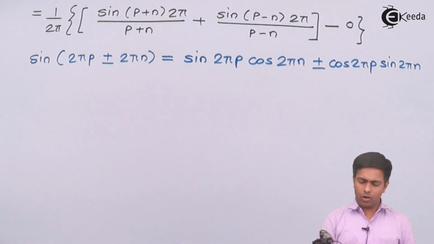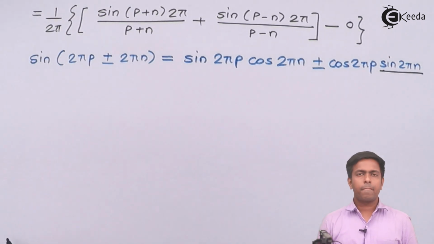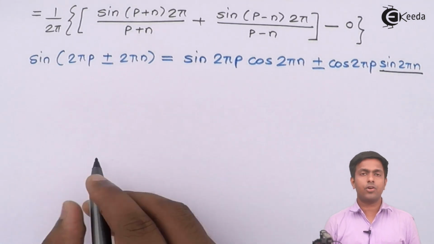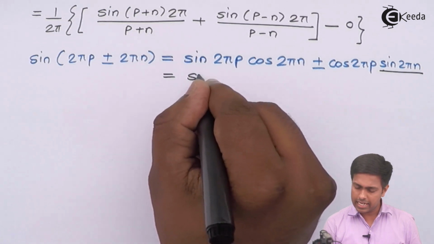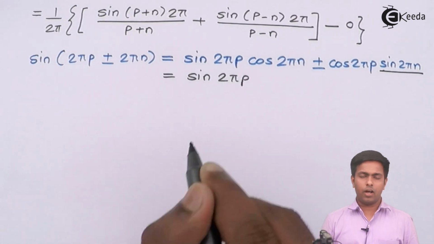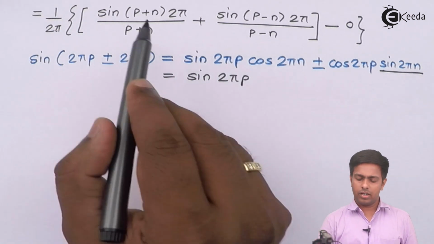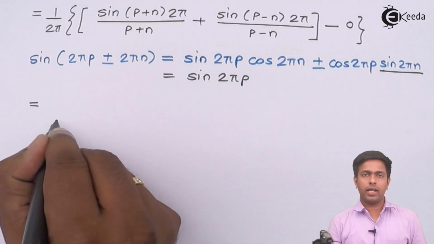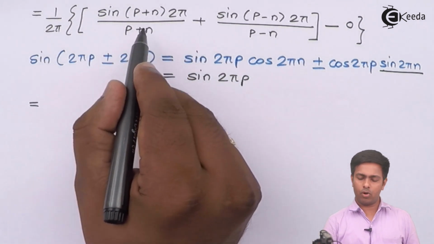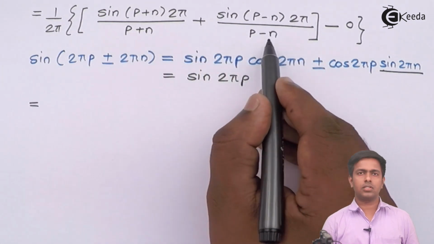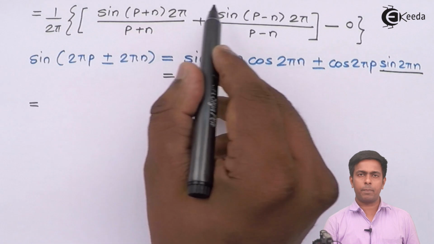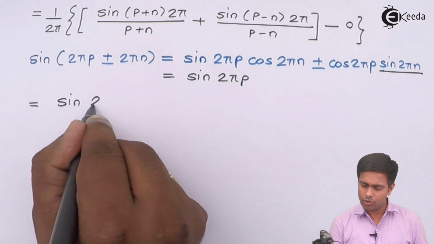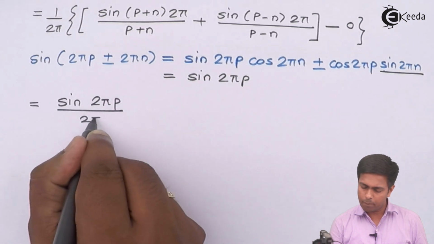Now guys, we know the value of sine of 2 pi n is 0 and cos of 2 pi n is 1. So this term is 0. This is 1 into sine of 2 pi p, which is equal to sine of 2 pi p. Now we'll put this value here in both the terms. So it is equal to 1 upon 2 pi into sine of 2p pi upon this plus sine of 2p pi upon this. So it means guys, we are getting sine of 2p pi in both the terms. So I can take it outside. So we'll get sine of 2 pi p upon 2 pi.